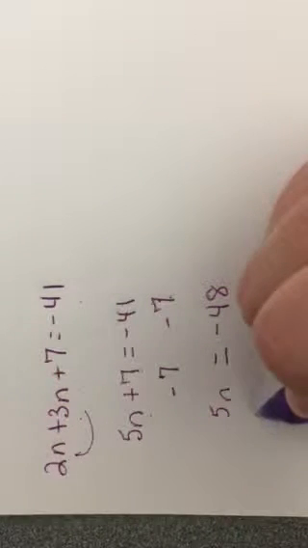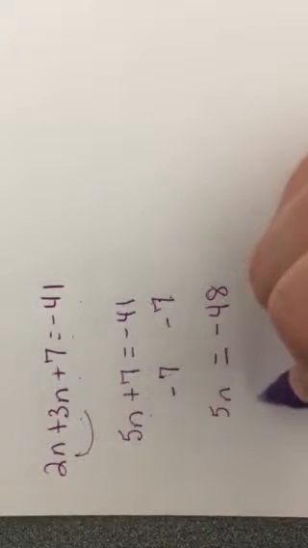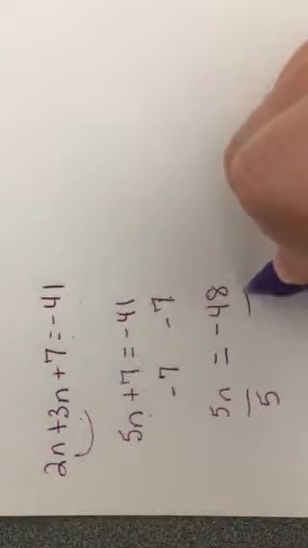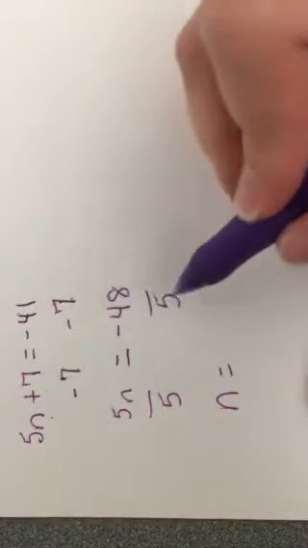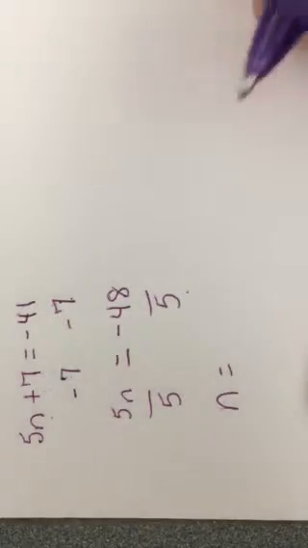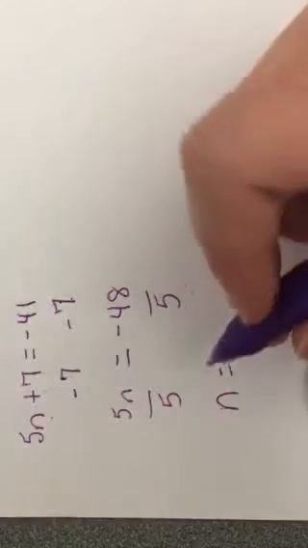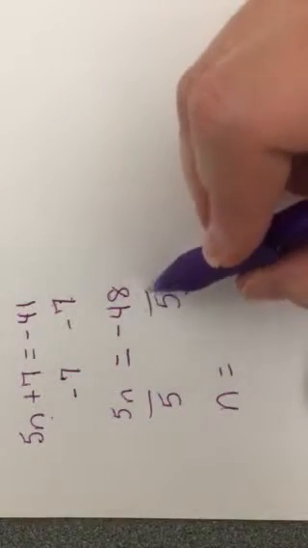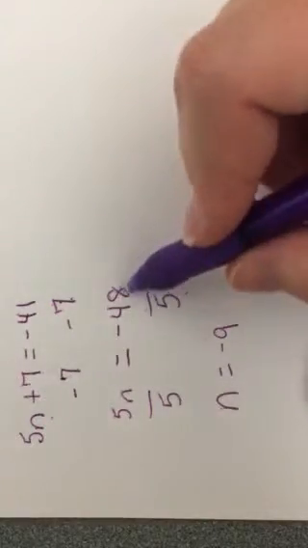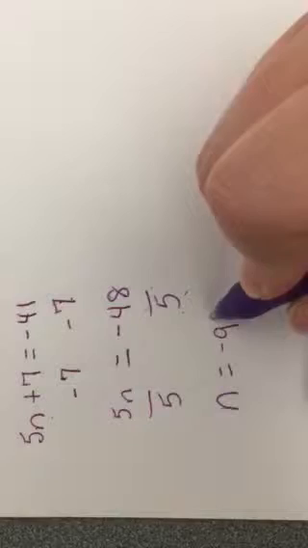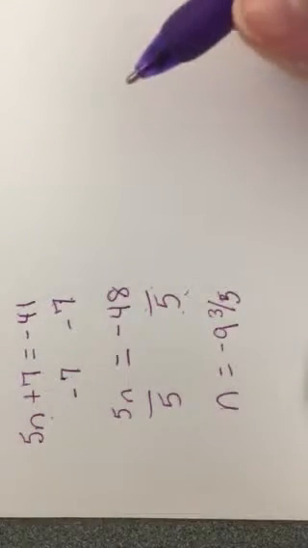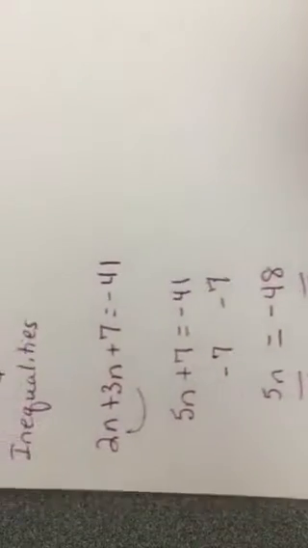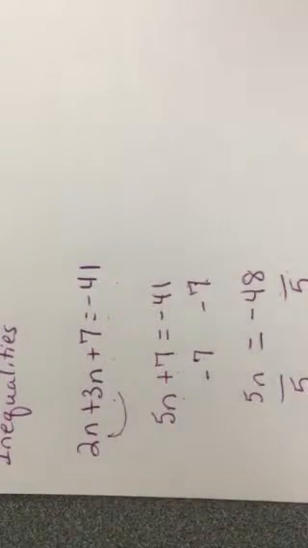Okay, so now we're going to divide by 5, and n is going to give us negative 48 divided by 5. So this is going to give us an interesting fraction. 5 will go into 48 9 times, so we can just turn this into a mixed number. 9 times 5 is 45, so we're left with 3/5.